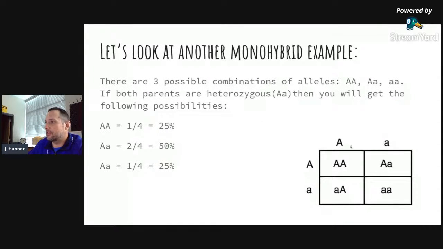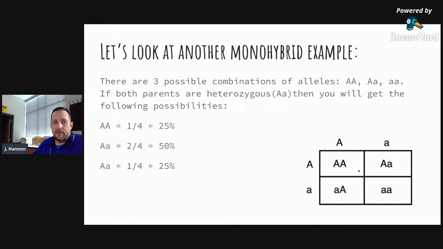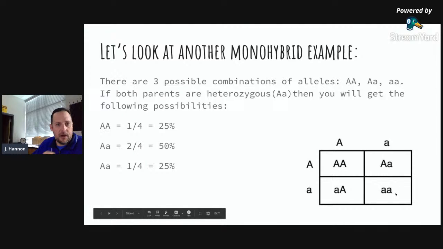So when we do our cross, remember our A from this parent on top is going to drop down. The lowercase a will drop down. This A right here will move across, and this lowercase a right here will move across. So when we look in the boxes, we have 1 out of 4 boxes is homozygous dominant, capital A, capital A. That's 25%. 2 of the boxes have a capital A and a lowercase a to make it heterozygous at 50%, 2 of 4. And then the last box is lowercase a, homozygous recessive, 25%, 1 out of 4.